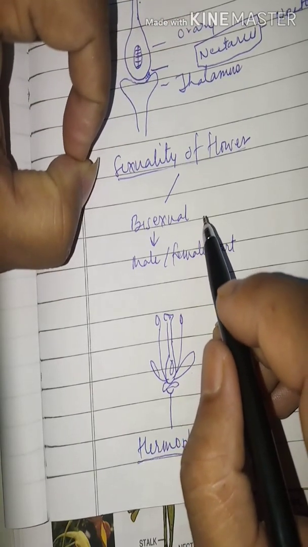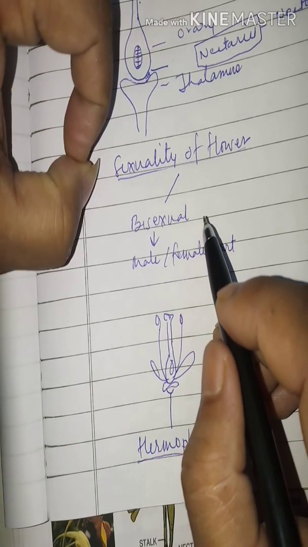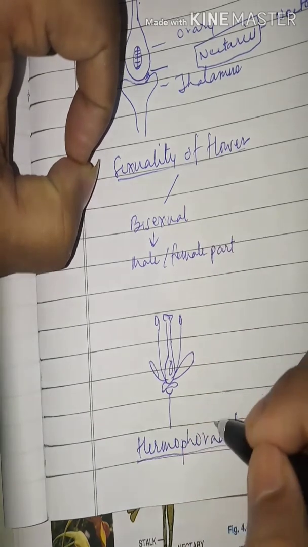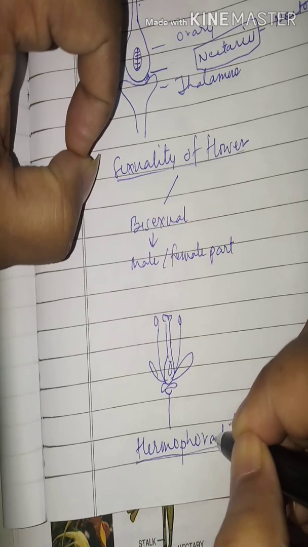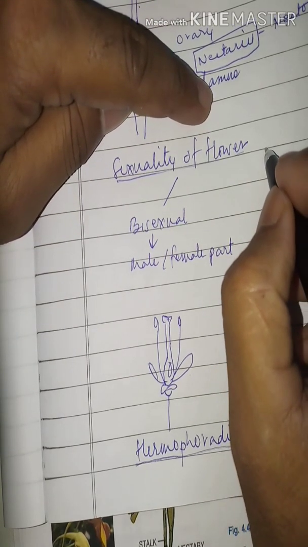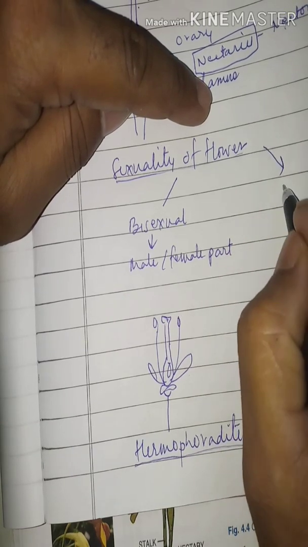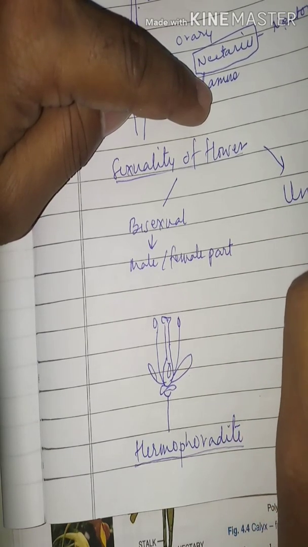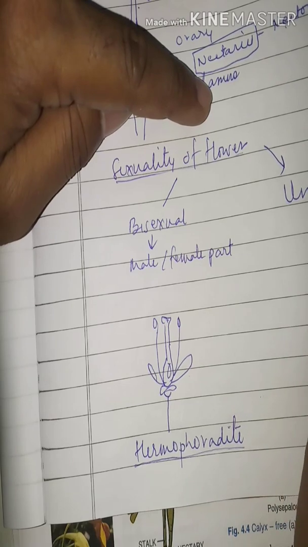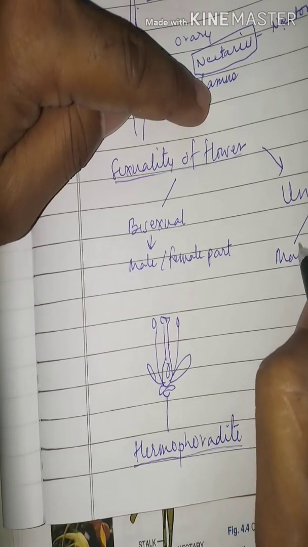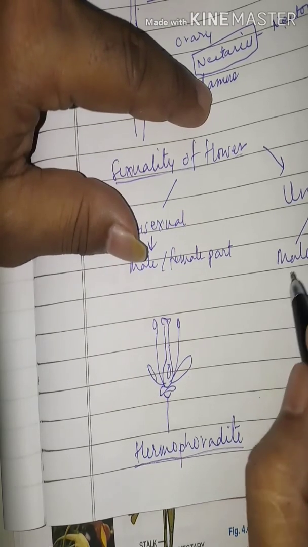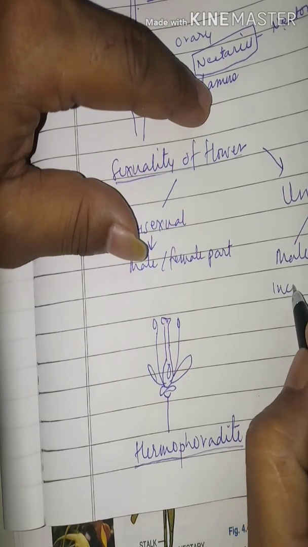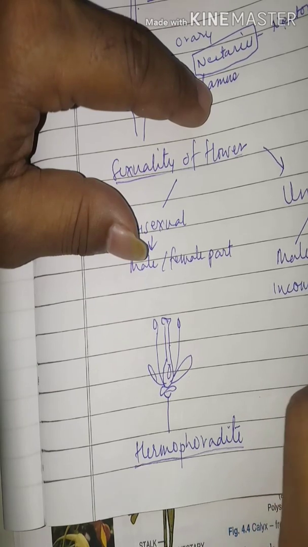In case of animals, earthworm is also known as hermaphrodite because an earthworm contains both the sexes. Clear? On the other hand, a flower is said to be unisexual, that is either male or female flower. Such flowers are known as incomplete.